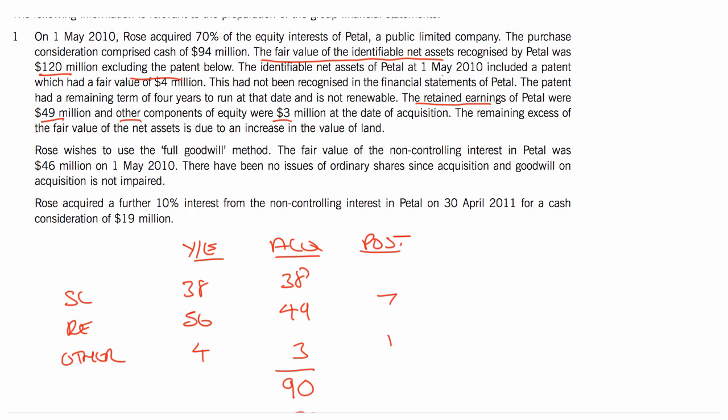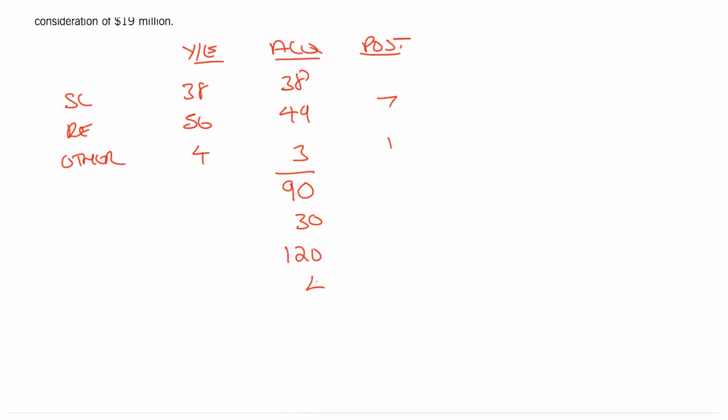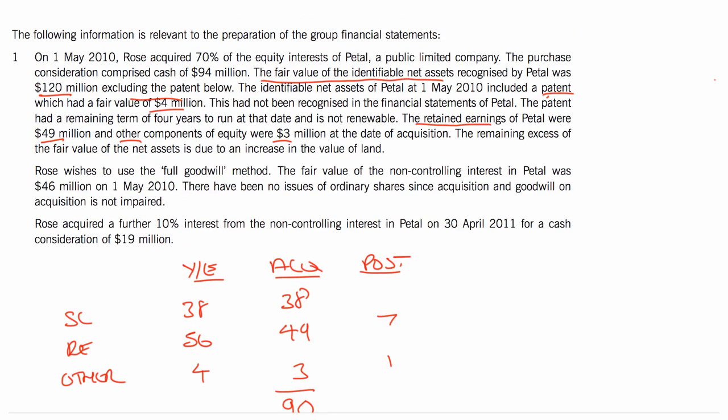The identifiable assets of Petal included a patent which had a fair value of 4, and that's been excluded, so I need to put that in. So that's 4 goes in there, which actually makes that 1, 2, 4. Okay, so far so good. This had not been recognised in the financial statements of Petal, so it wasn't in the book value, which is why we've had to add it on.